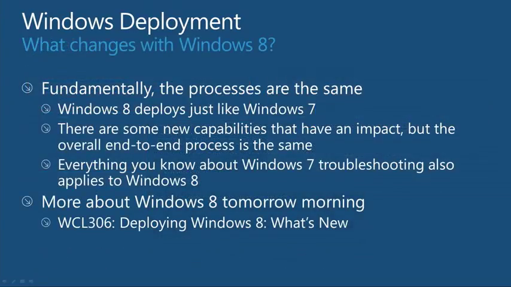As far as the Windows 8 processes and the changes to that, Windows 8 deploys just like Windows 7, which is great because that means it breaks the same way as Windows 7 and we troubleshoot it the same way as Windows 7. So we don't have to worry so much about changes that impact the deployment process related to Windows 8. Anything you learned about troubleshooting Windows 7 still applies for Windows 8 too. We'll talk more about Windows 8 tomorrow morning in the next session that I'm doing, WCL 306. So for today, assume that everything I say for Windows 7 also applies for Windows 8 or vice versa.